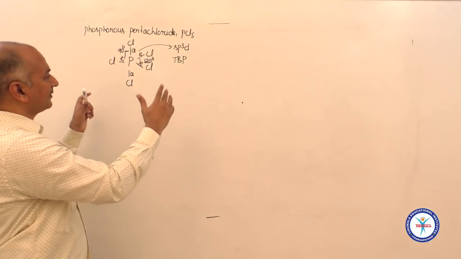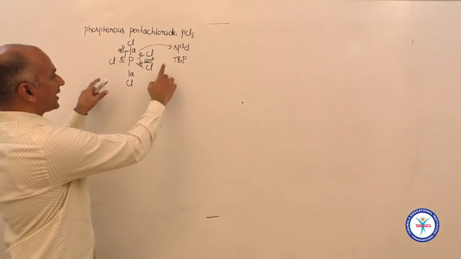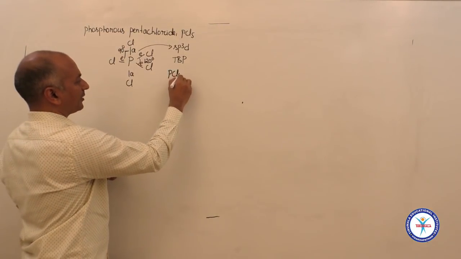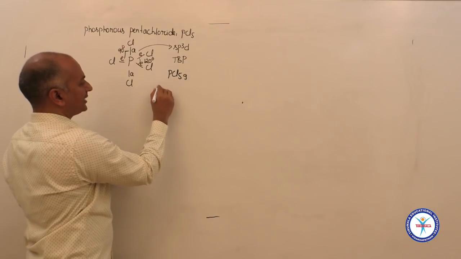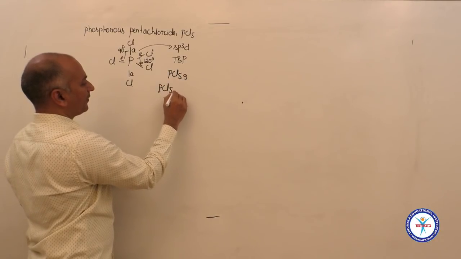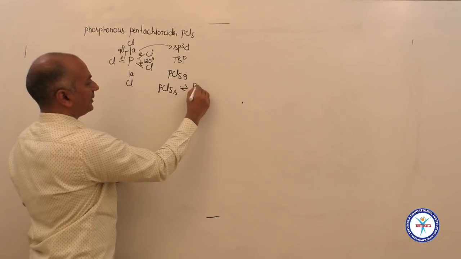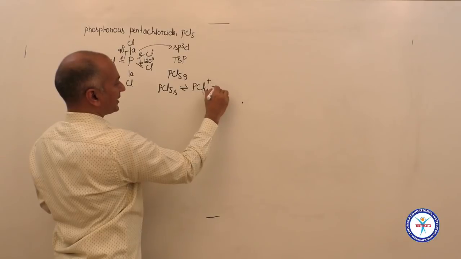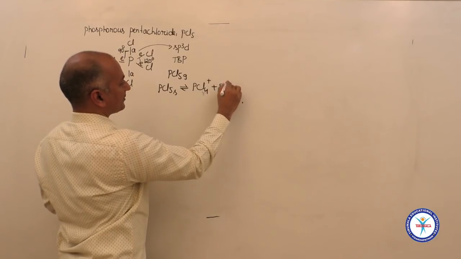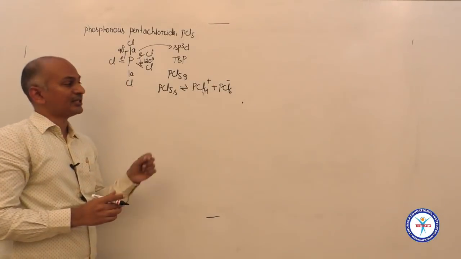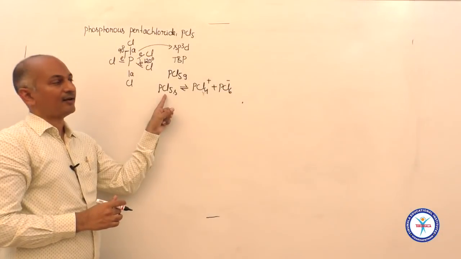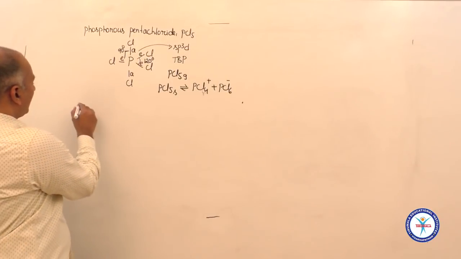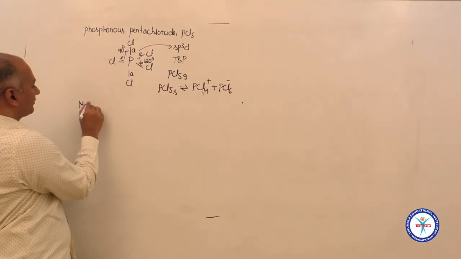But all this, the structure of PCl5 is trigonal bipyramidal only in the gas phase. I think you all remember. If you see the solid state, then PCl5 solid, it is like PCl4 plus PCl6 minus. Now this is the solid state structure of PCl5 and this is the gas phase structure. Okay, now let us come to methods of preparation.